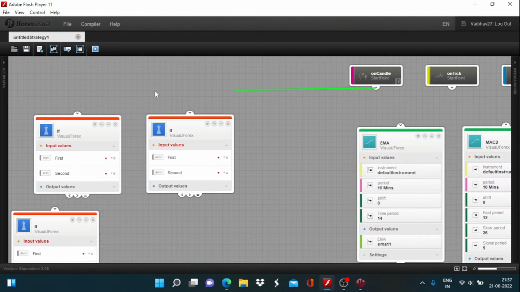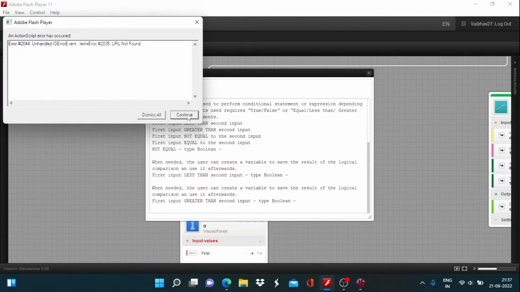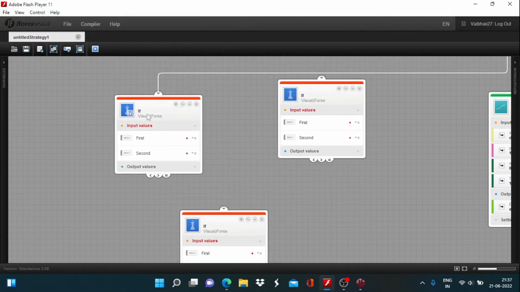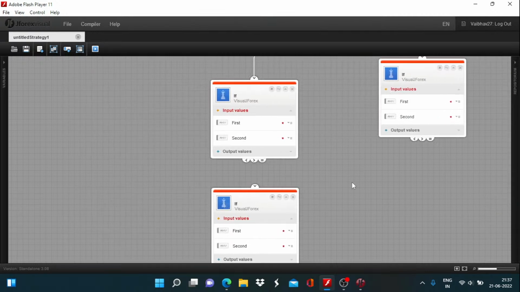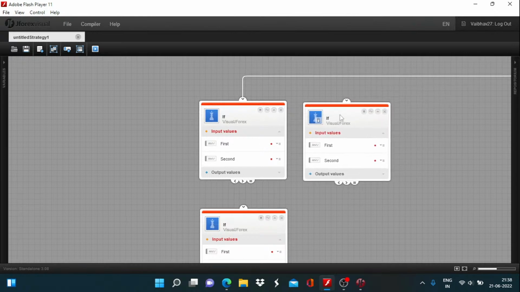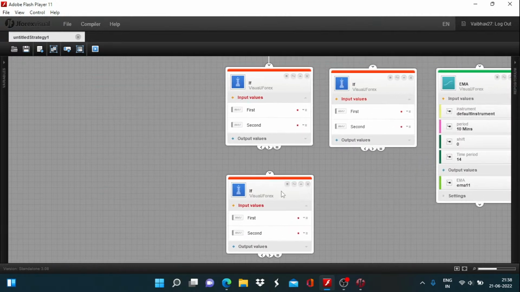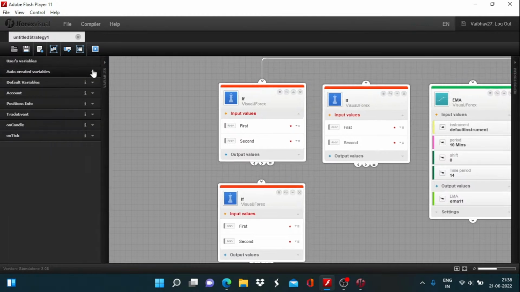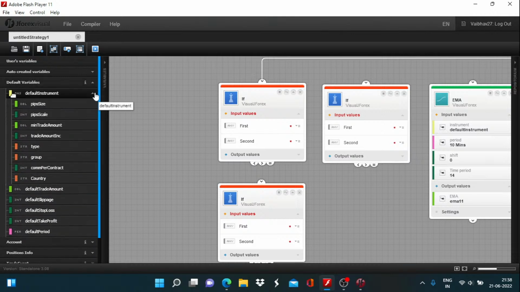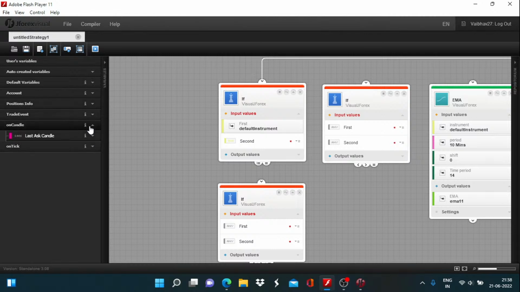We use on candle as the start point. So here I will add default instrument. Default instrument will be Euro USD. And we will match the default instrument with the candle instrument.